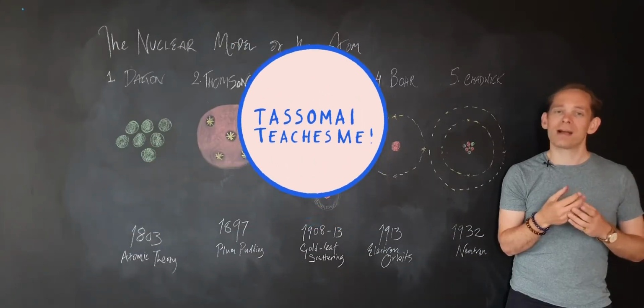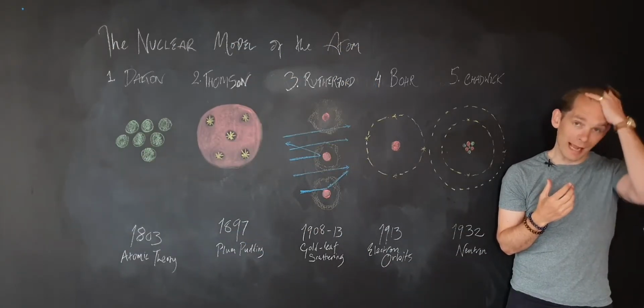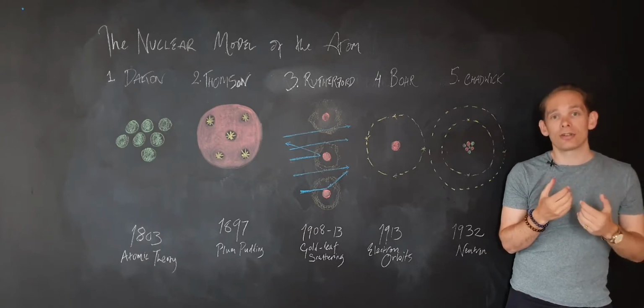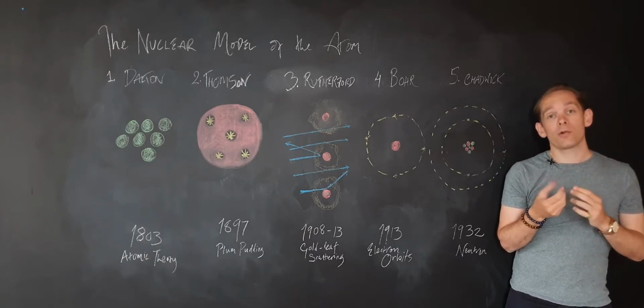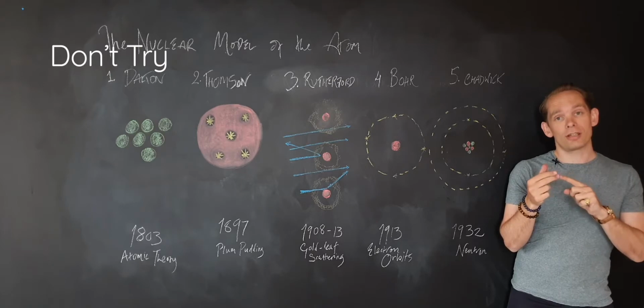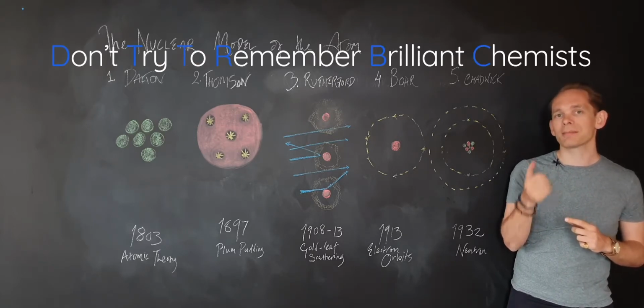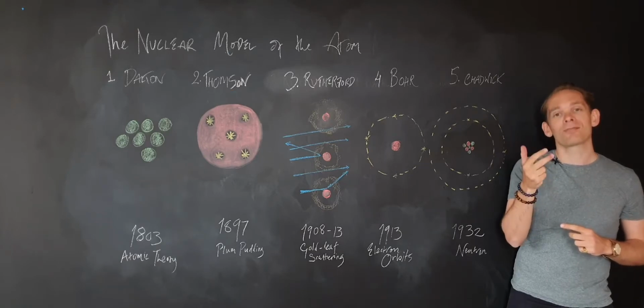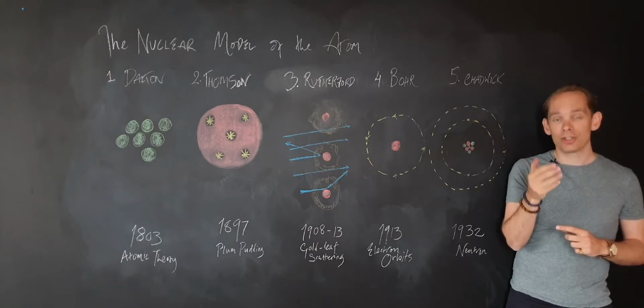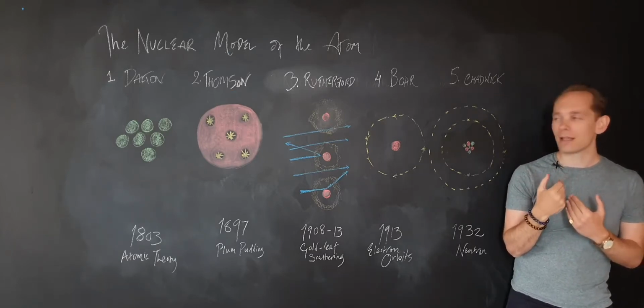This video is about the evolution of the model of the atom and the stages that it went through. So first of all, there's a lot to remember, so don't try to remember. "Brilliant chemists" is the mnemonic. Don't try to remember "brilliant chemists" becomes Dalton, Thompson, Rutherford, Bohr and Chadwick. And these are the 5 stages of the evolution we're going to think about.